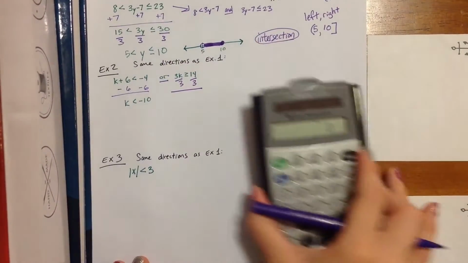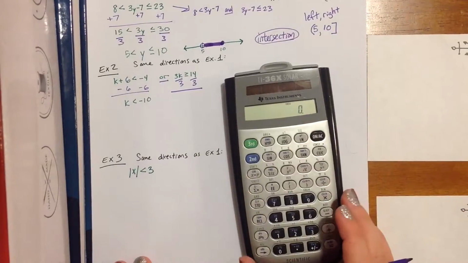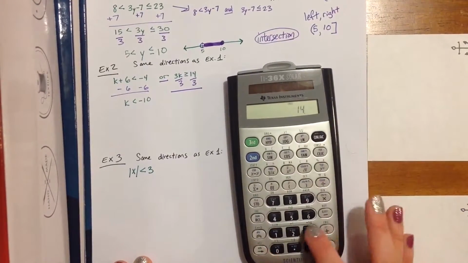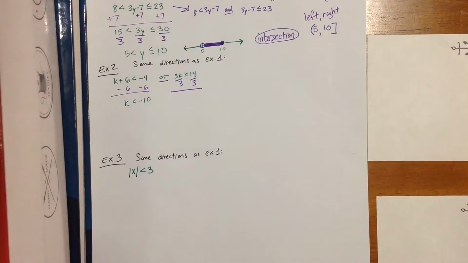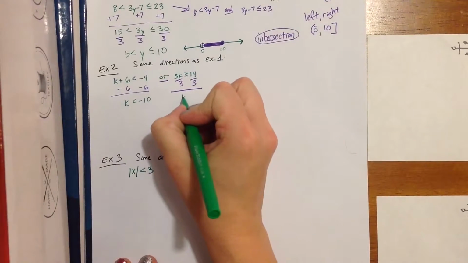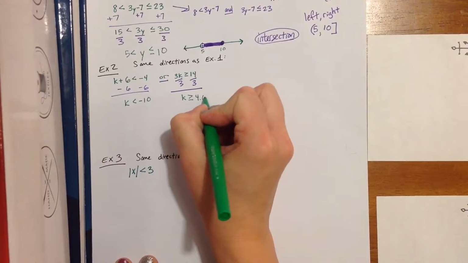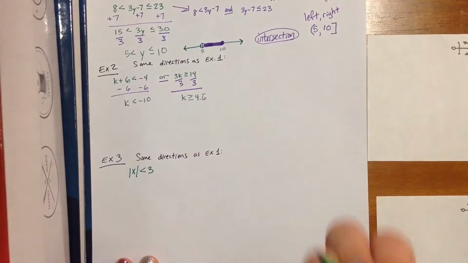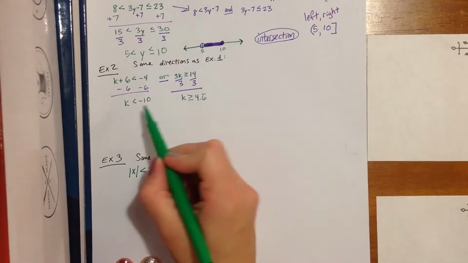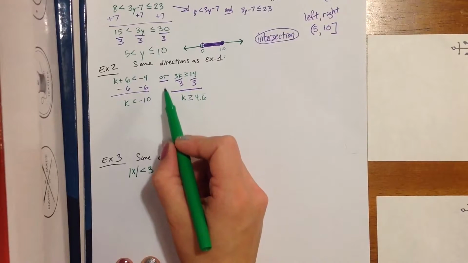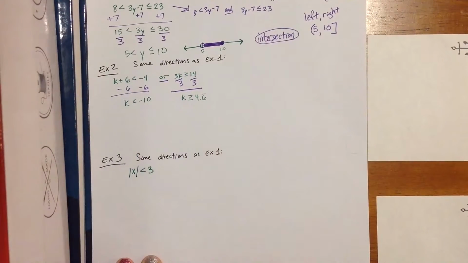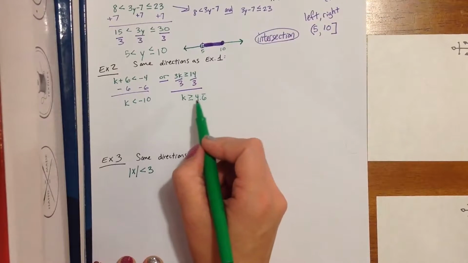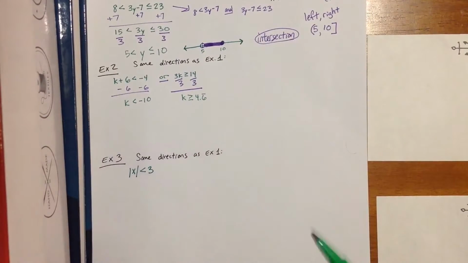I'm going to go to my handy calculator here just to get the correct decimal. I have 14 divided by 3. I get 4.6 repeating. So I have k is greater than or equal to 4.6 repeating. Now, a single k value cannot be both of these things. That's why the OR is connecting them. I could have a number less than negative 10, or I could have a number that is greater than or equal to 4.6 repeating, but I cannot have one number that does both things.